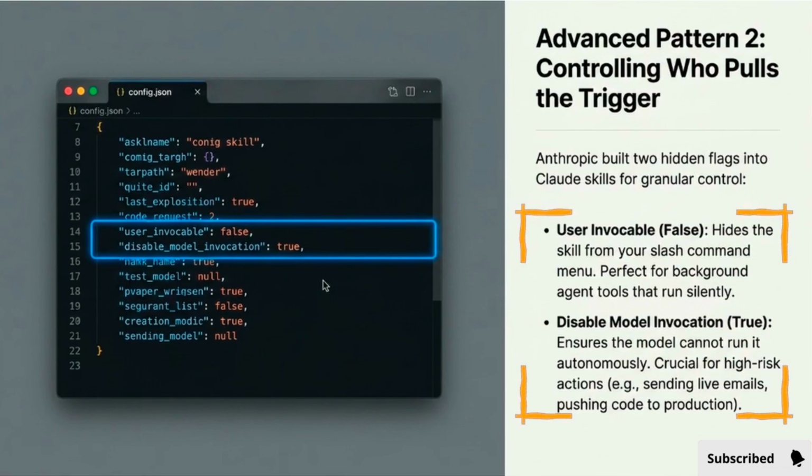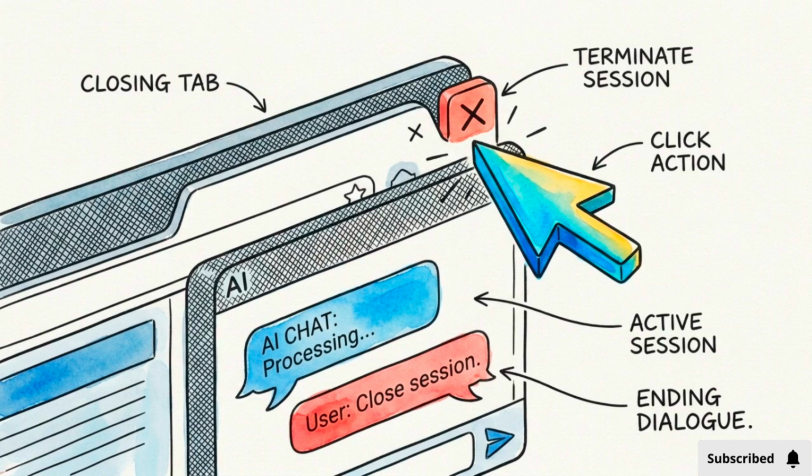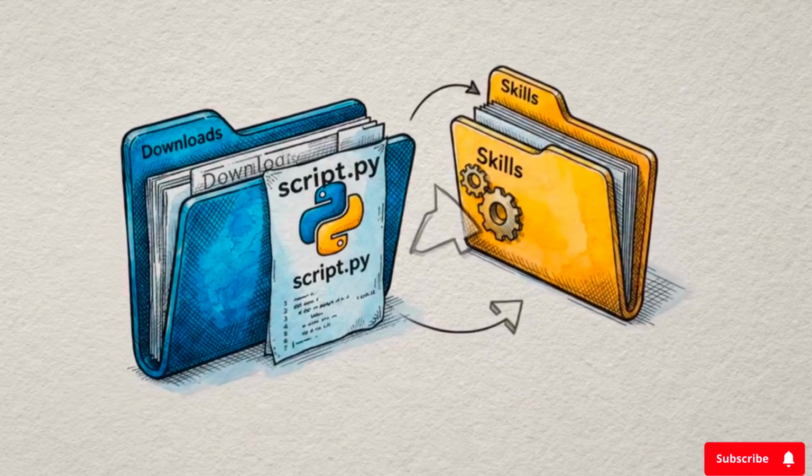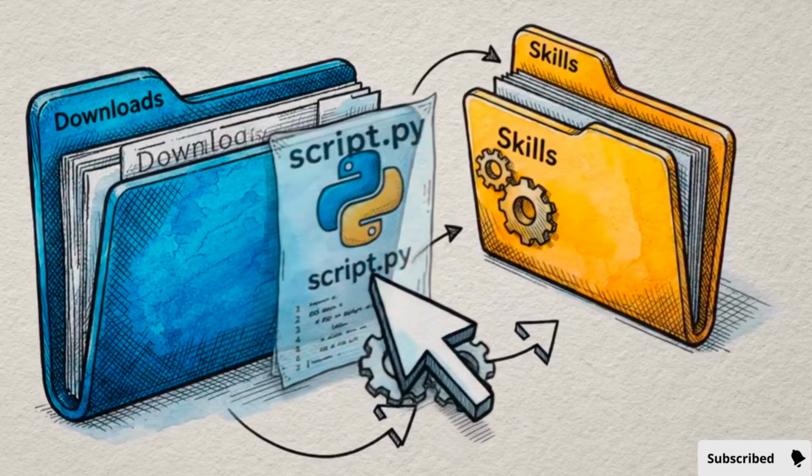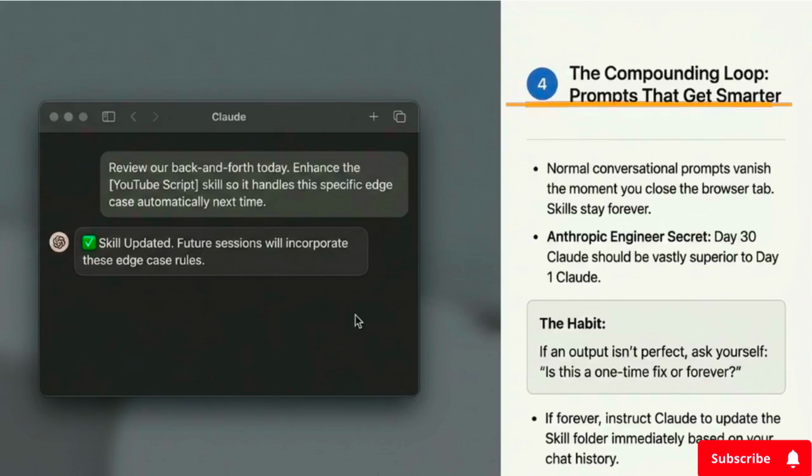Normal conversational prompts vanish into thin air the moment you close your browser tab. But because skills live as files on your drive, they stay there forever, serving as a permanent baseline. The final rule is the compounding loop. Turn daily corrections into permanent upgrades.